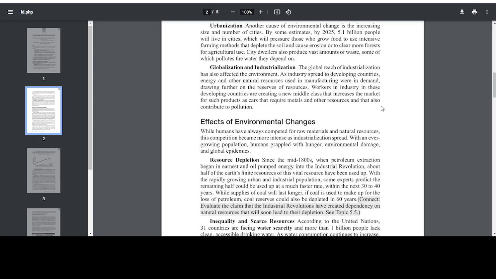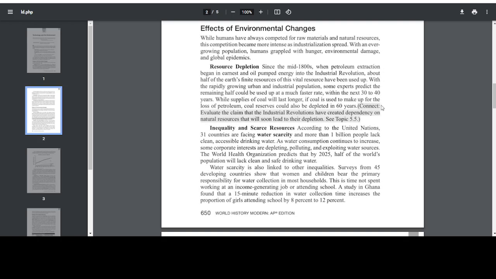Effects of environmental changes. While humans have always competed for raw materials and natural resources, this competition became more intensive as industrialization spread. With an ever-growing population, humans grappled with hunger, environmental damage, and global epidemics.